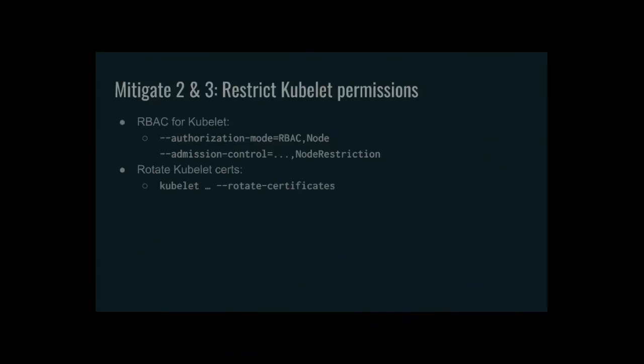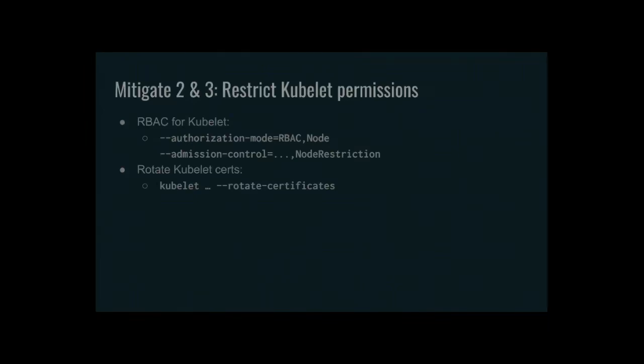So one thing is to enable the RBAC mode for the kubelet, and then set node restriction. That means that each kubelet only has access to things like secrets for pods that are running on that node, and so it won't have access to secrets that are available on other nodes or for pods that are not running on that node.